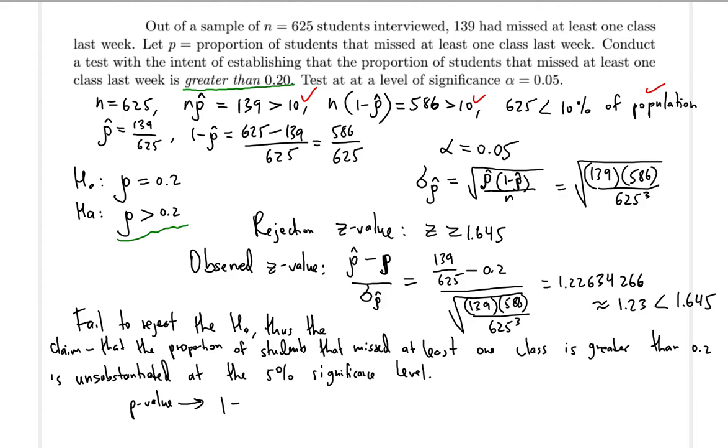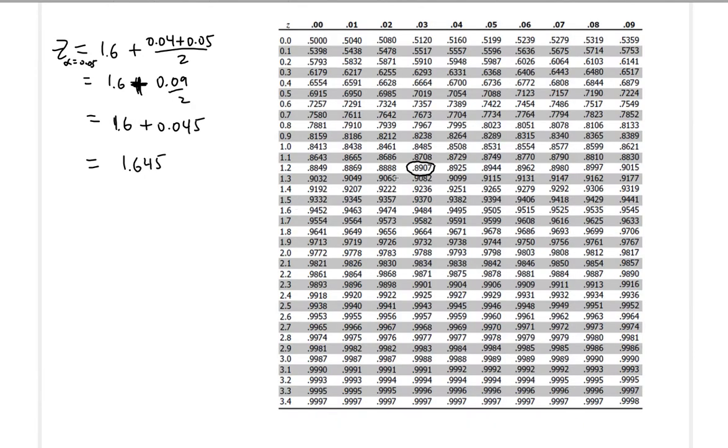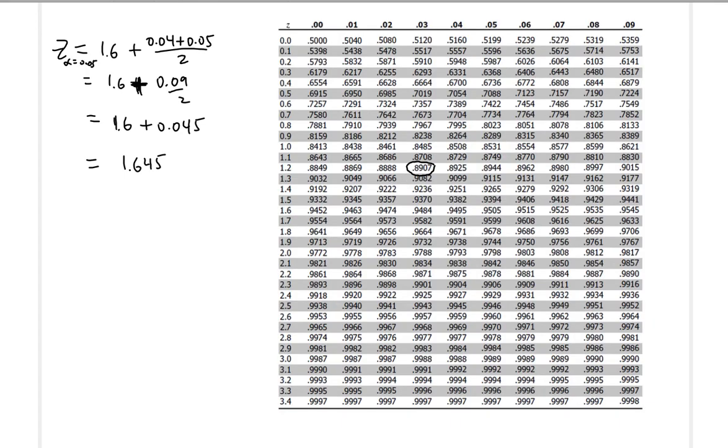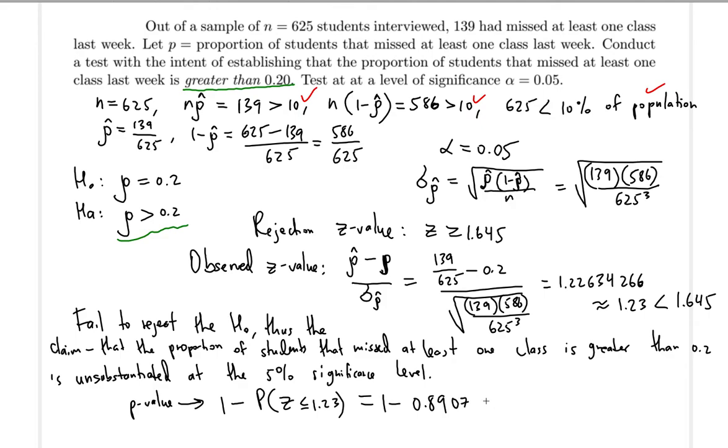So that's going to be 1 minus the probability of z being less than or equal to 1.23, right? Because we don't need anything on the left of this. We don't need this entire value of 0.8907. That's why we're going to subtract it from 1, right? So it's going to be 1 minus 0.8907. And that should give us 0.1093.